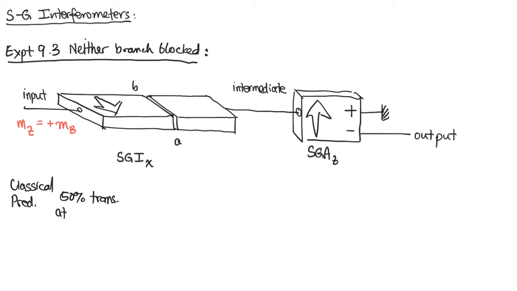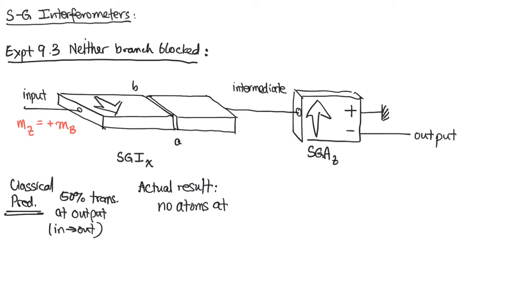at the output, meaning to go from in to out, you lose half of your atoms, and they're all lost in the Z analyzer. 100% make it through the X interferometer. But when you do this experiment, the actual result is that you get no atoms at the output.